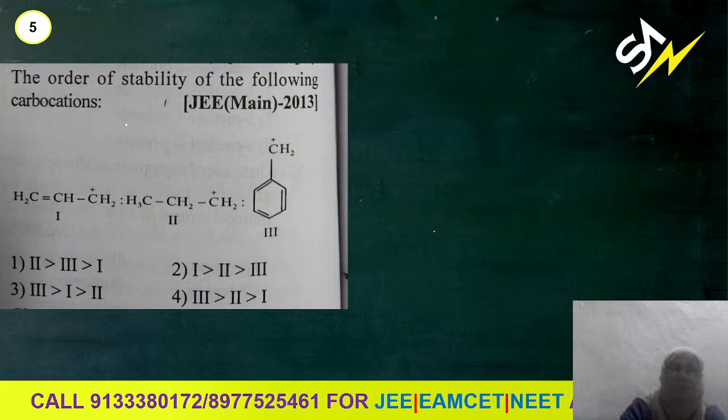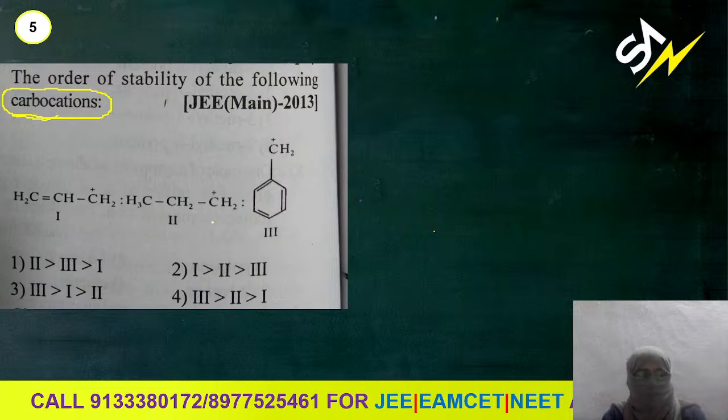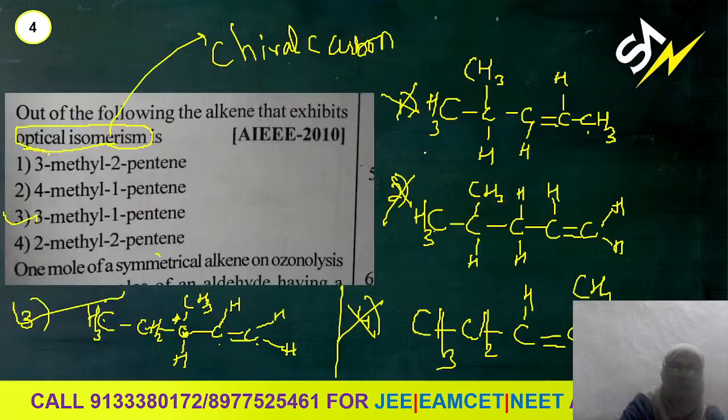The next question is the order of stability of the following carbocations. For carbocations, you see here that there are certain different groups they are giving. This is benzene attached to CH2, CH2, CH2, CH3, CH2, CH, CH2. We don't find tertiary, secondary, primary here. All of this is something different. Yes, please remember the carbocation stability.